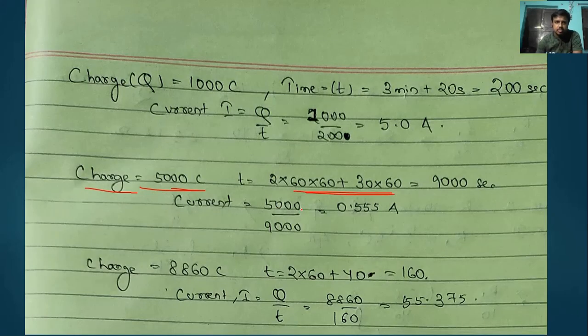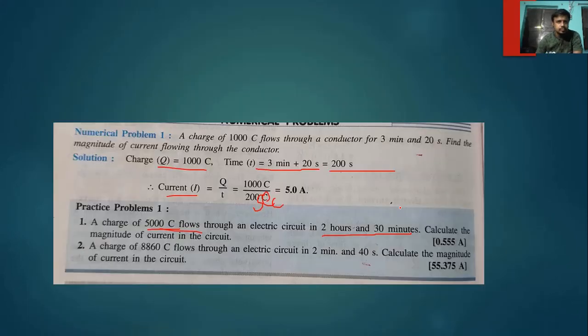In this case charge is 5000 coulomb, t is 2 into 60 into 60 for 2 hours, plus 30 into 60 for 30 minutes, and that would be equal to 9000 seconds. And the current would be 5000 by 9000, that would be equal to 0.555 ampere. Okay, these are some basic concepts.